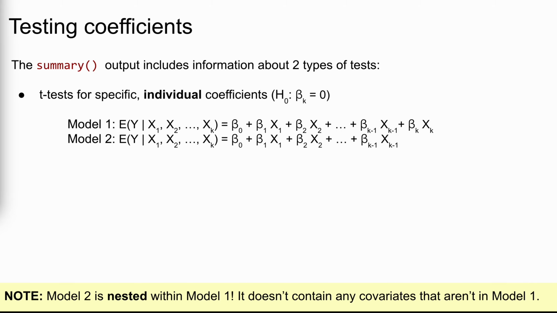In comparing these two models, we say that Model 2 is nested within Model 1. It doesn't contain any covariates that aren't also included in Model 1. It's inside that model.